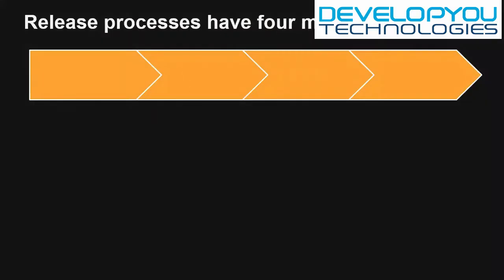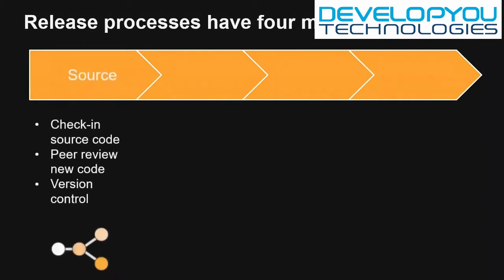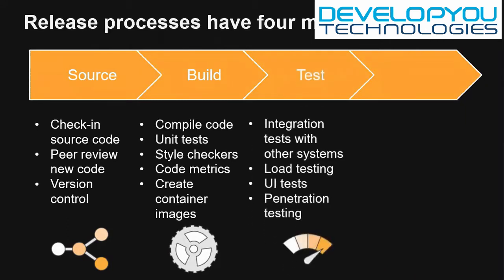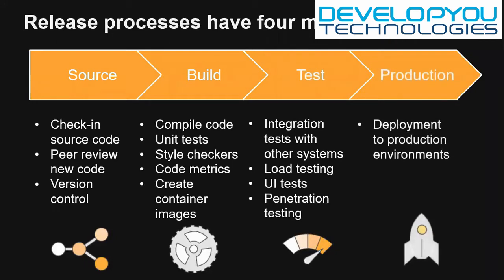So here in the release process, everything is agreed now. The project is agreed, the requirement is completed. Now start coding: check in source code, peer reviews, new code, version controls, all those things. Then build, compile the code, unit test, checks and everything. Then testing, and finally production. This is the release process of software, not SDLC. I'm talking about release management activities, the release manager process.